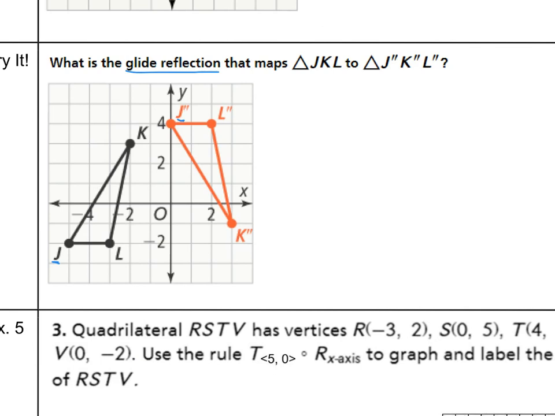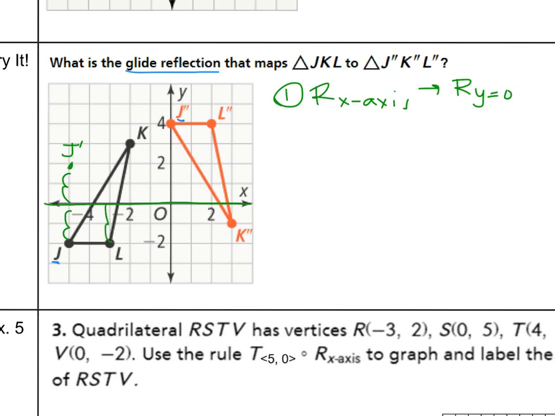Now I notice it kind of hangs out right along the x-axis, right here. So let's see what happens if we first reflect it over the x-axis. And remember, that's the same thing as saying the reflection over the line y equals 0. So let's see what happens if we do that. Notice point J is 2 units away from that line. So I'm going to go 2 units up to the top, and that would be J prime.